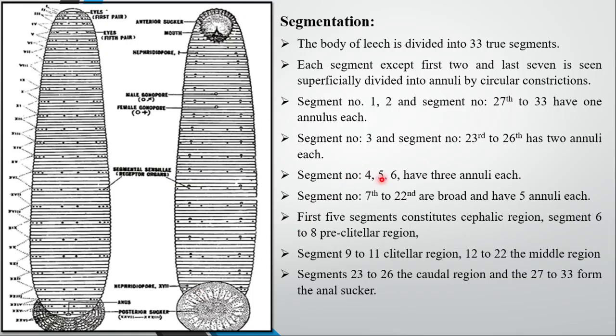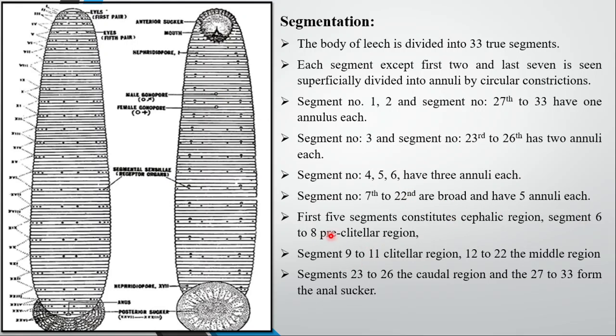Now segment numbers 4, 5, 6 have 3 annuli each. Segment numbers 7 and 22 are broad and have 5 annuli each. First 5 segments constitute the cephalic region. See, the first 5 segments up to here are considered to be the cephalic region, that means the head region of the animal, the cattle leech.